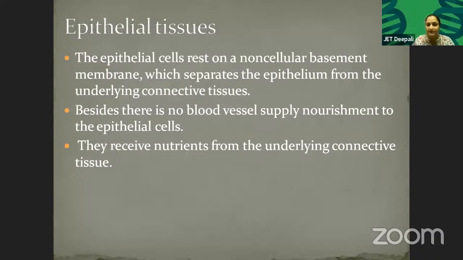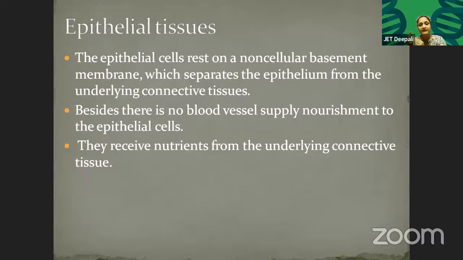Epithelial tissue: the epithelial cells rest on a non-cellular basement membrane. Means there is a basement membrane on which epithelial cells are compactly arranged, and all the cells together make an epithelial tissue, which separates the epithelium from the underlying connective tissue. Under epithelial cells there is a layer of connective tissue. So epithelial cells are on the external surface, after that the basement membrane, and after that connective tissue.